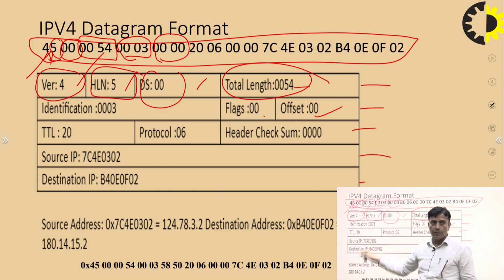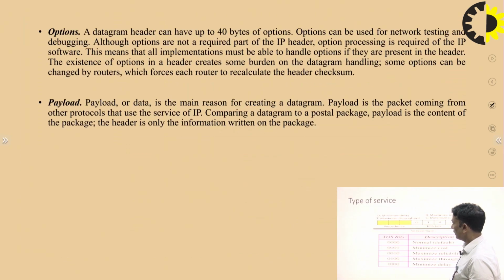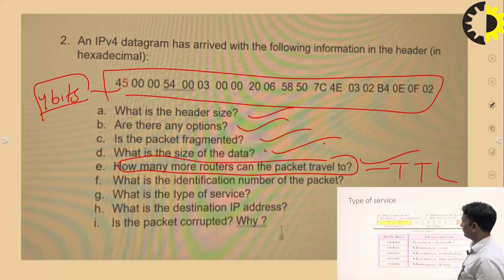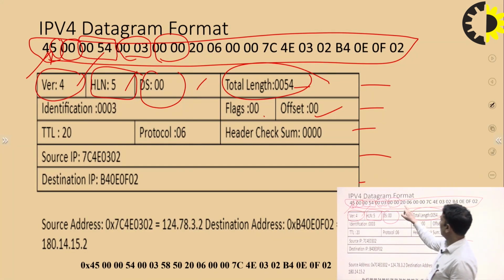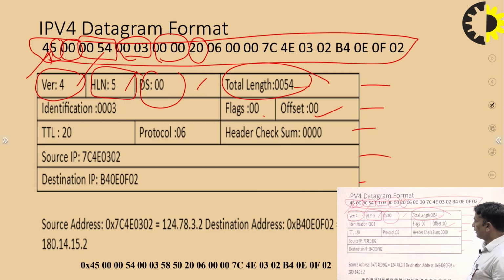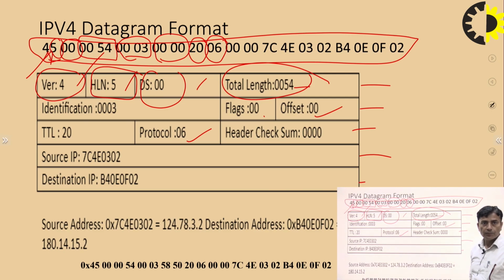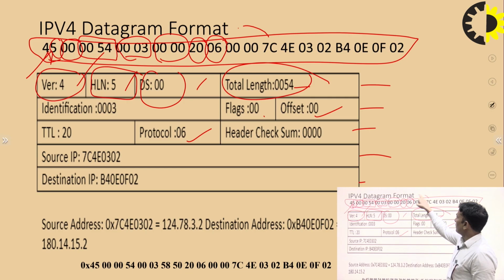Then TTL, time to live. How many bytes? Let's see here. 8-bit means 2 symbols are required here. So the next 2 symbols, 20, are written here for TTL. Then protocol of 8-bit, the type of protocol. So the next, 206, is written here for protocol. Next 16-bit, which means 4 symbols, 0000 is written here. That is the checksum.